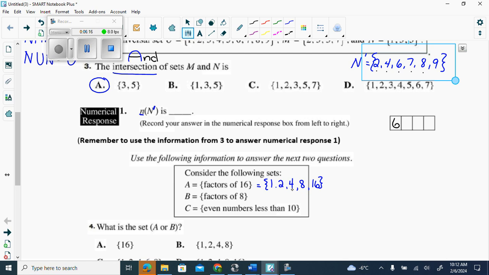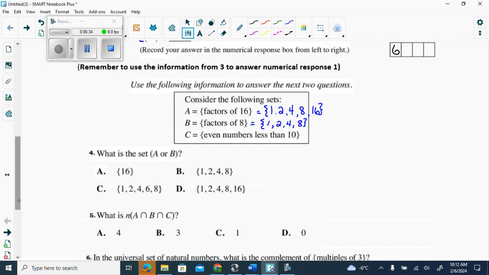Factors of 8 would be 1, 2, 4, 8. And then even numbers less than 10, does it tell me where I stop? Technically, no. So I could do negative 2, 0, 2, 4, 6. But I do have to stop at 8, technically, right?